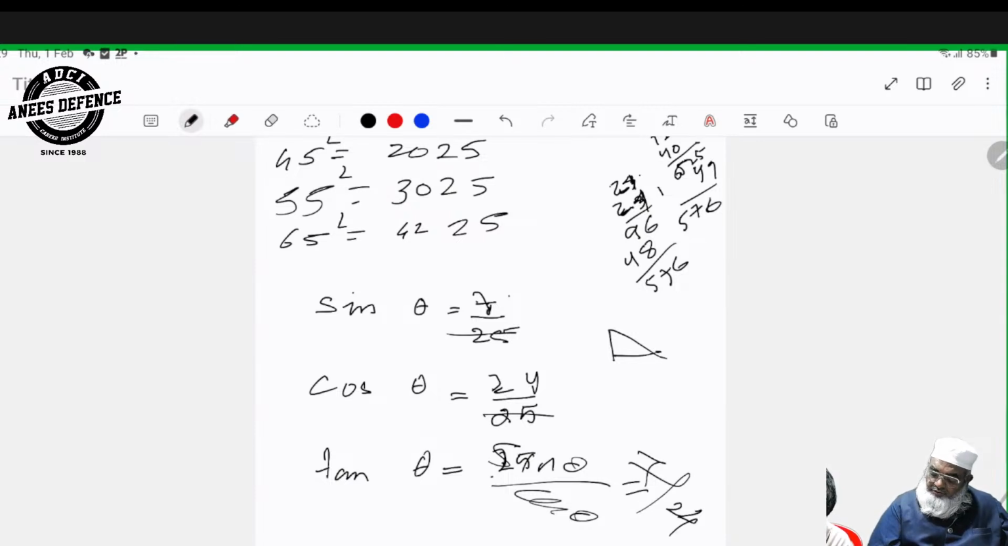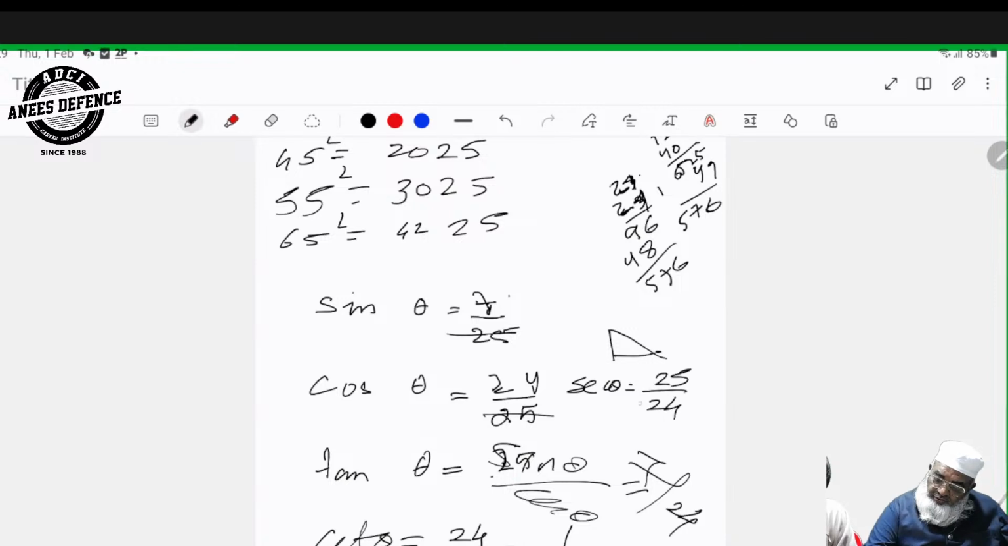Understood? Okay. What will be cot? It is the reciprocal, 24 upon 7. Cot is 1 upon tan, no? What about sec? Sec is the reciprocal of cos, 1 upon cos, so 25 by 24. What will be cosec theta? Cosec is 1 upon sine, so 25 by 7. Understood?